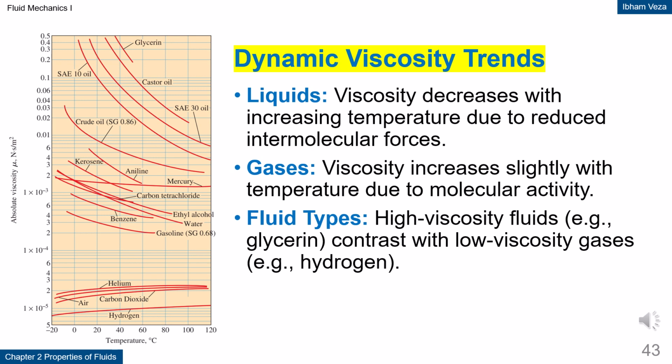Dynamic viscosity trends. The general trend shows that liquid viscosity decreases with increasing temperature, while gas viscosity increases slightly. This difference comes from different molecular mechanisms in liquids and gases. Experimental graphs and data show a clear contrast between the two types of fluids. Understanding this trend helps in predicting flow behavior. This is very relevant in thermal and industrial process applications.